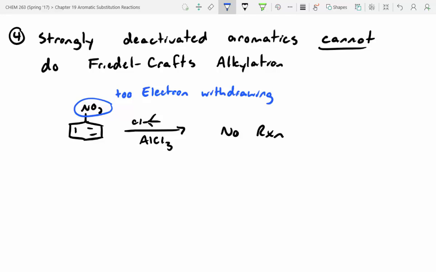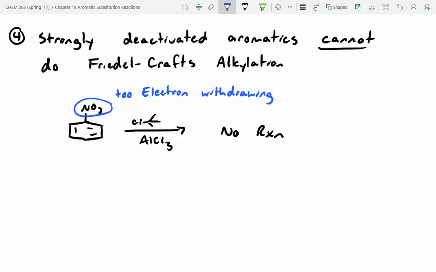These are the common pitfalls that people run into, especially as we get further on in the term. It's easy to forget that if you have an electron withdrawing group, that synthesis strategy won't work. So oftentimes you have to devise a route that will avoid the installation of your electron withdrawing group until later on in your synthetic scheme. Does that make sense?